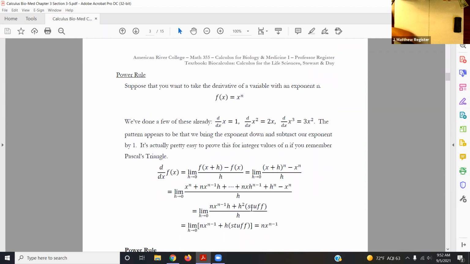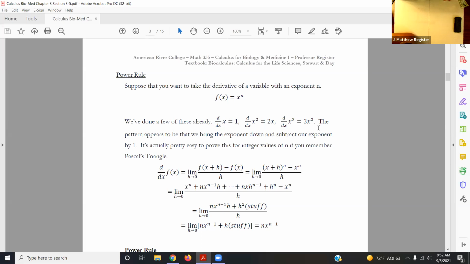Next one's a little bit trickier. And so suppose that you want to take the derivative of a variable with an exponent n. And so x to the n. This is called the power rule. We've done some of these in various forms. The derivative of x is 1 because the slope of x is just 1. The derivative of x squared is 2x. The derivative of x cubed is 3x squared.